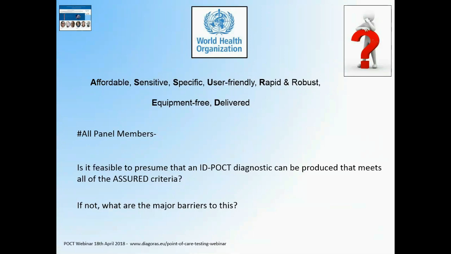For example, if there is a requirement for a 20-plex panel, then there cannot be simultaneously a demand for a $1 cost. Therefore, there has to be a balance and a prioritization of what is more important for particular settings and users and so on. Okay, well, thank you both.